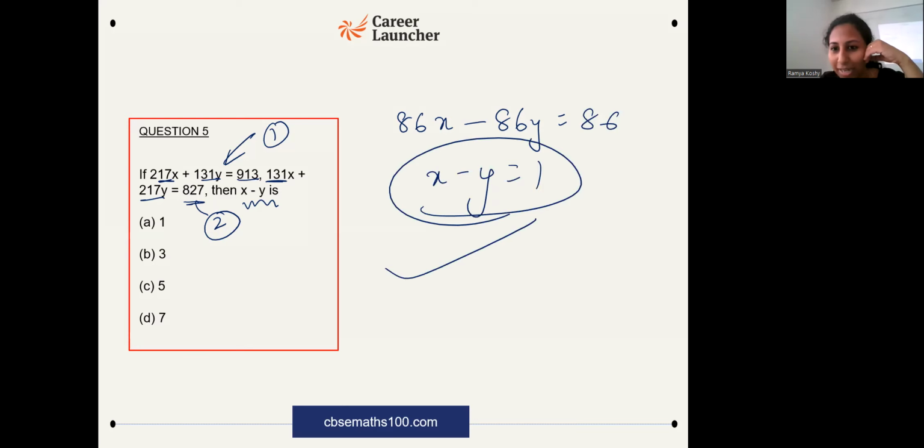I think there were a couple of careless mistakes here. Just check, please. x minus y must be equal to 1 over here. Following, everybody? It's a question which seems like a tough question, very hard to do, will take a long time, but it's simple. You just have to do addition, subtraction correctly. All right?